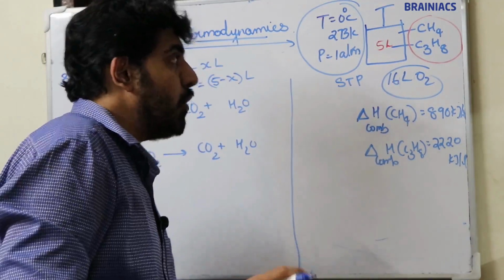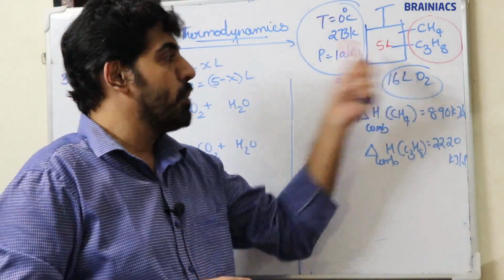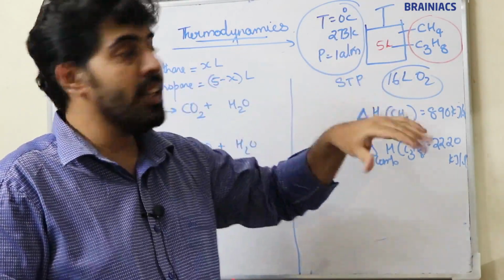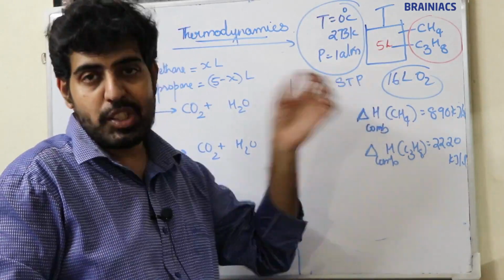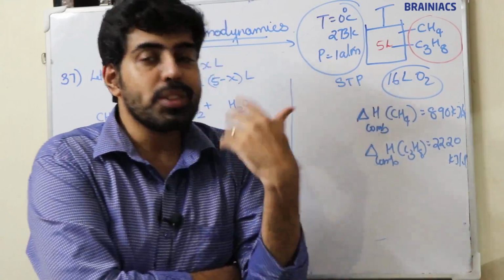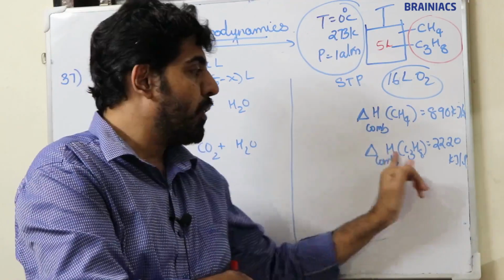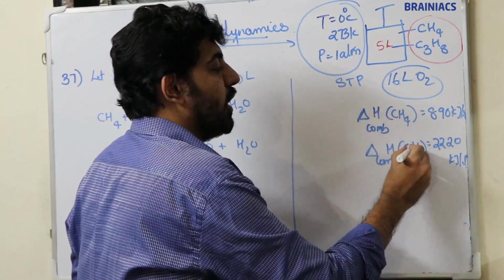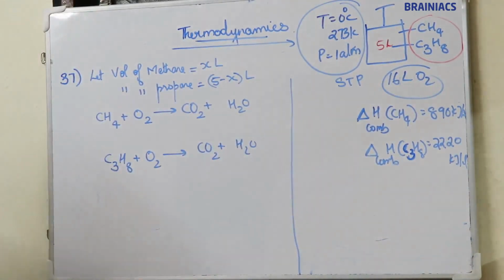Question is clear. Here we are taking a mixture of methane and propane, and their total volume is 5 liters, and it is burned in the presence of oxygen at 273 Kelvin and 1 atmosphere pressure. This condition is known as STP, standard temperature and pressure. During combustion, 16 liters of oxygen is consumed. The enthalpy of combustion of methane is 890 and of propane is 2220 kilojoules per mole. Okay, so I'm going to start to write the answer.